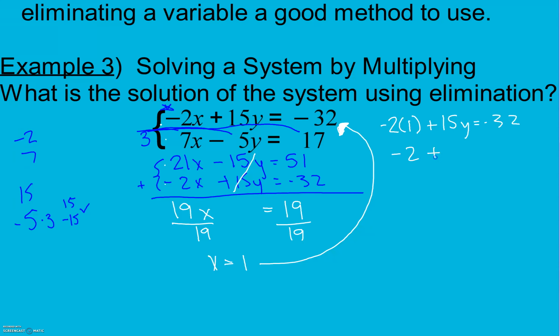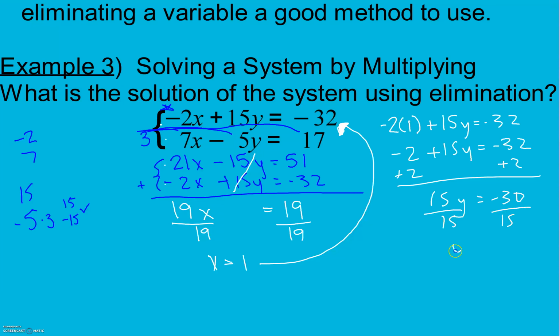Multiply to get negative 2. And bring everything else down. Add 2 to get my y term by itself. And divide. And y is going to be negative 2. So my ordered pair again is still x and y. If we plug these in, it makes both equations true, so we know that our answer is correct.